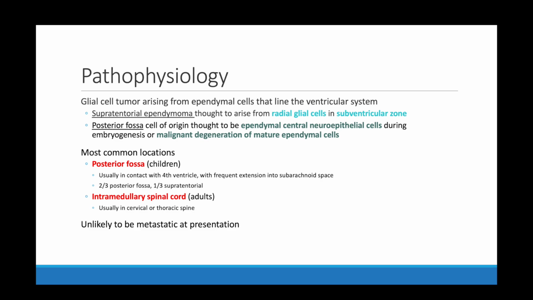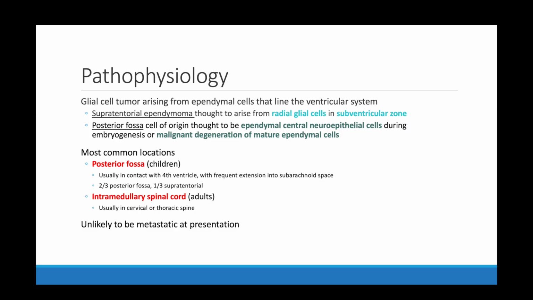And the cell of origin is thought to be either the ependymal central neuroepithelial cells during embryogenesis or just from malignant degeneration of mature ependymal cells. And that's a lot of detail, but just remember ependymal cells that line the ventricular system, hence the name ependymoma. And again, 2/3 of the time, these are going to be posterior fossa tumors, 1/3 of the time supratentorial in children. Usually in children, these tumors are typically going to be in contact with the fourth ventricle, and frequently they can actually extend into the subarachnoid space.